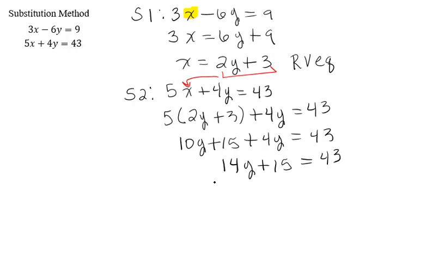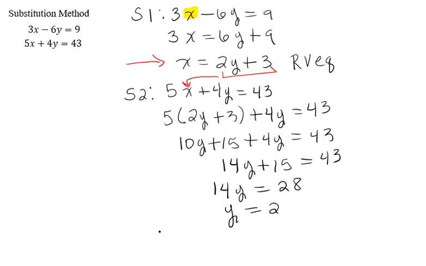Subtract 15 from both sides. That leaves you with 14y is equal to 28. Divide both sides by 14. That leaves you with y is equal to 2. So now that we know y is equal to 2, we can sub this value back into one of the original equations. Personally, I like to use my revised equation, my RVEQ, because it's already set up as x is equal to.